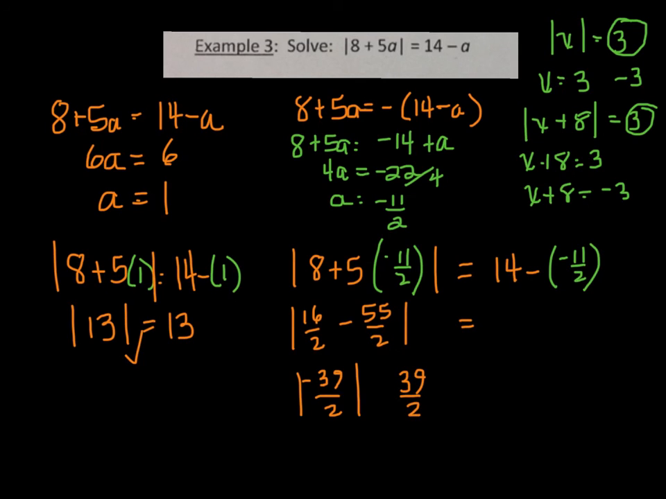Let's see what this does. This gets me 28 over 2 plus 11 over 2, which gives me 39 over 2. So this solution also works. Don't forget, 14 I can write as 28 over 2. A negative and a negative gives me the positive. So 39 over 2 equals 39 over 2. So this one also works.